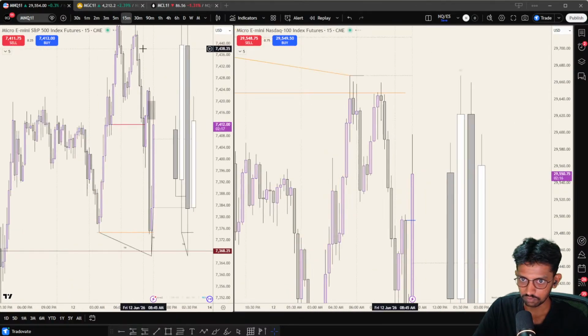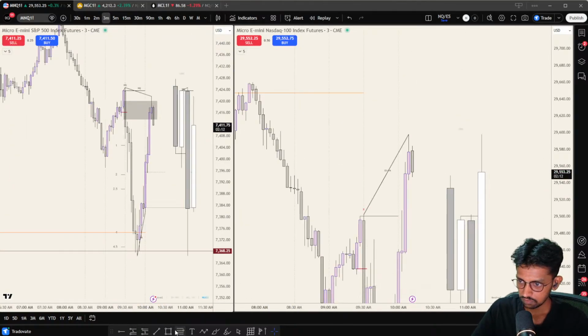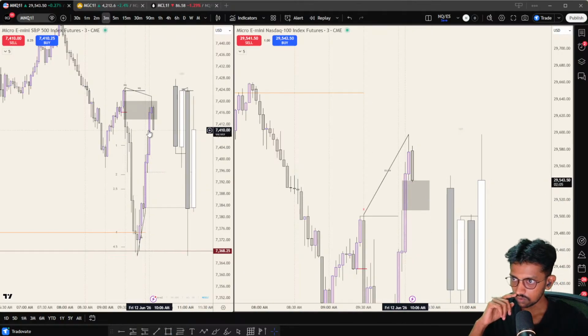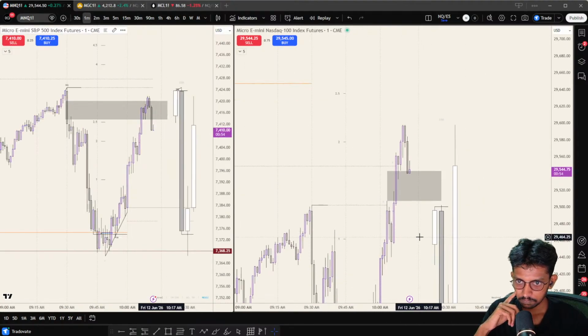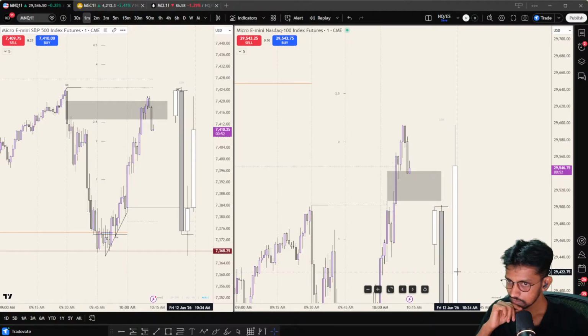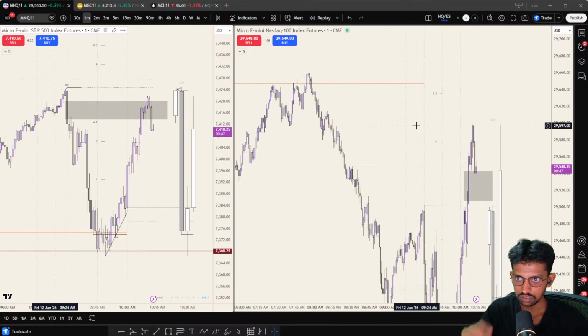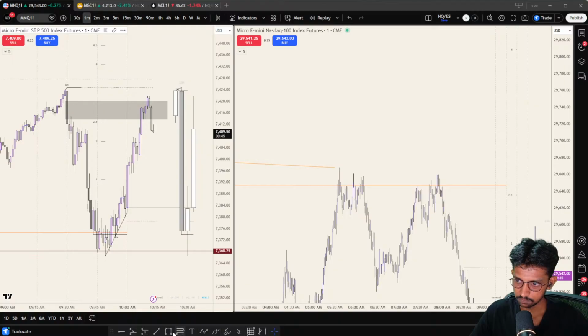How much time do we have for the 15-minute close? Another 2 minutes. Okay, we'll wait for 2 minutes. We are also gonna get tapped into this 3 minute fair value gap. We also got the tap in ES. Now we need more confirmation to push it higher. 3 minute tap there. Let's wait for confirmation. But these highs are beautiful, guys.